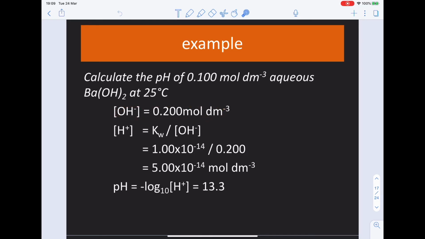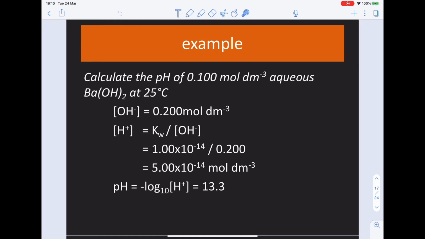We can work out the concentration of H plus ions by rearranging the ionic product of water equation. H plus concentration equals the ionic product of water, which is 10 to the minus 14, divided by the concentration of the hydroxide ions, which we've got here. So we put the numbers in, we get 5 times 10 to the minus 14. Minus log to the base 10 of 5 times 10 to the minus 14 gives us 13.3.